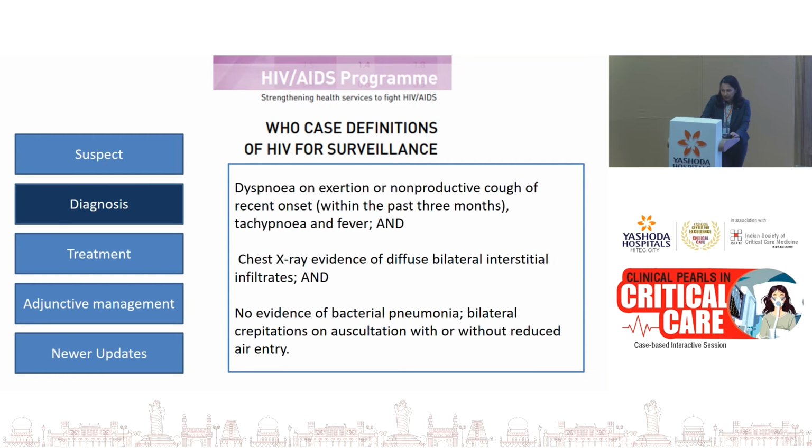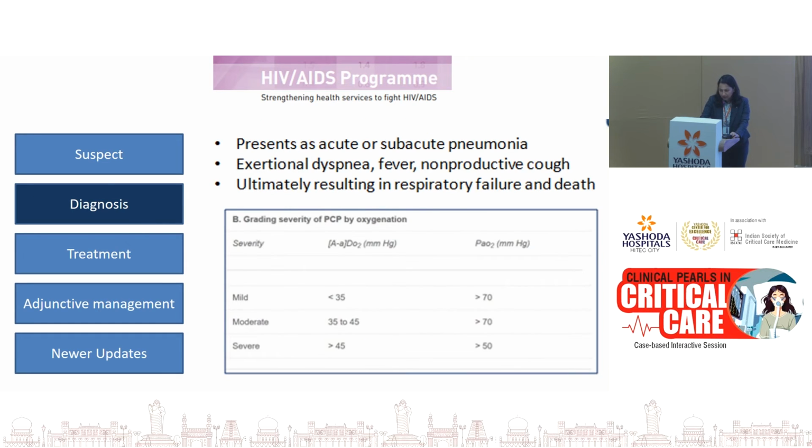The WHO case definition for HIV surveillance includes the presence of dyspnea on exertion, with or without non-productive cough, of recent onset within the past 3 months, and chest X-rays showing bilateral diffuse infiltrates and no evidence of bacterial pneumonia, and bilateral crepitations. PCP pneumonia has been graded according to the alveolar-arterial gradient as mild, moderate to severe.